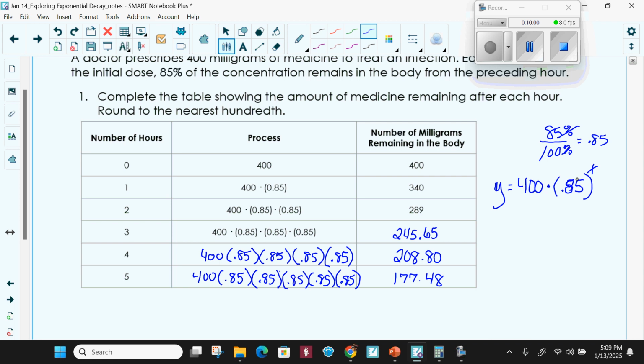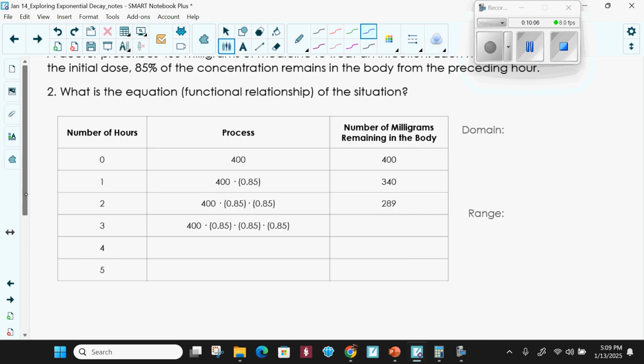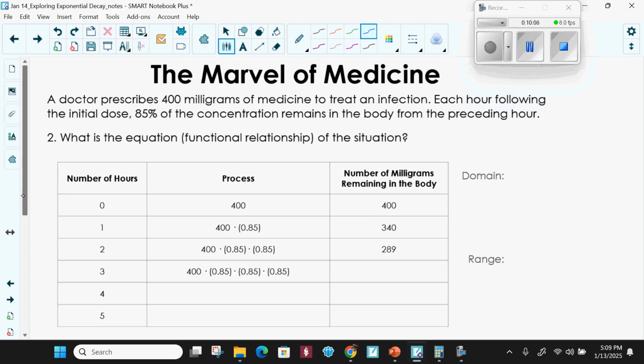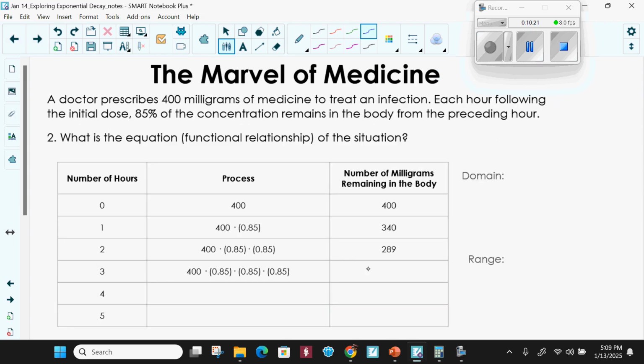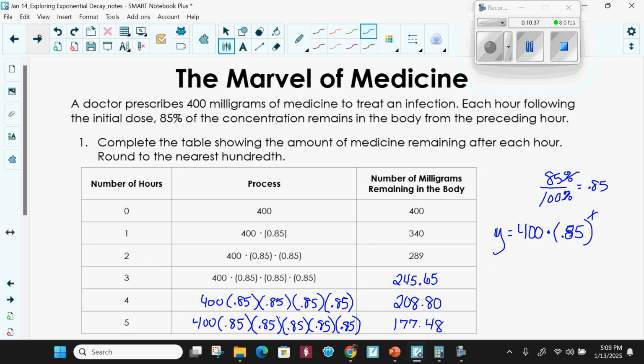Okay, so let's go on to the questions. So filling in the table was the first part. The second part says, what is the equation or function relationship of the situation? So like we said, I forgot the numbers that go there. So 4 was 245.65, 208.80 and 177.48.